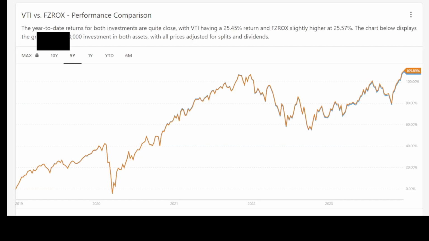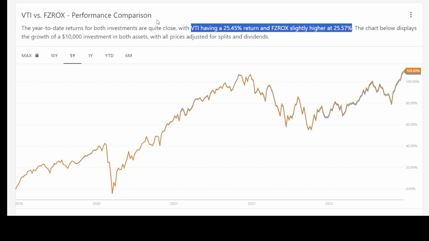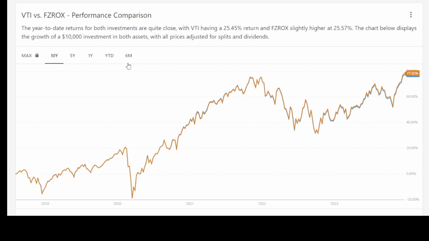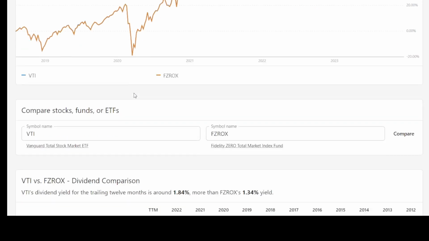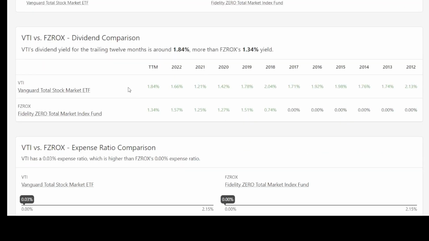So now that we've checked out all the Fidelity Zero index funds, I thought we'd take a look at a comparison between FZROX and VTI, which is a Vanguard total index fund. You can see FZROX and VTI are very similar in terms of performance. Moving down to the dividend, you can see that FZROX did not actually have a dividend before 2018. That is because the fund is relatively new and it was actually only created in late 2018, which is why that's where the dividend first shows up.